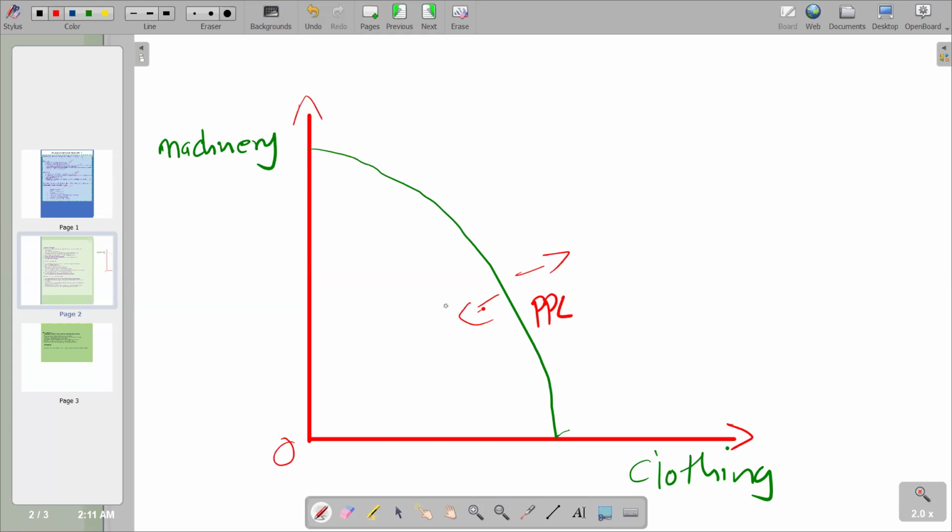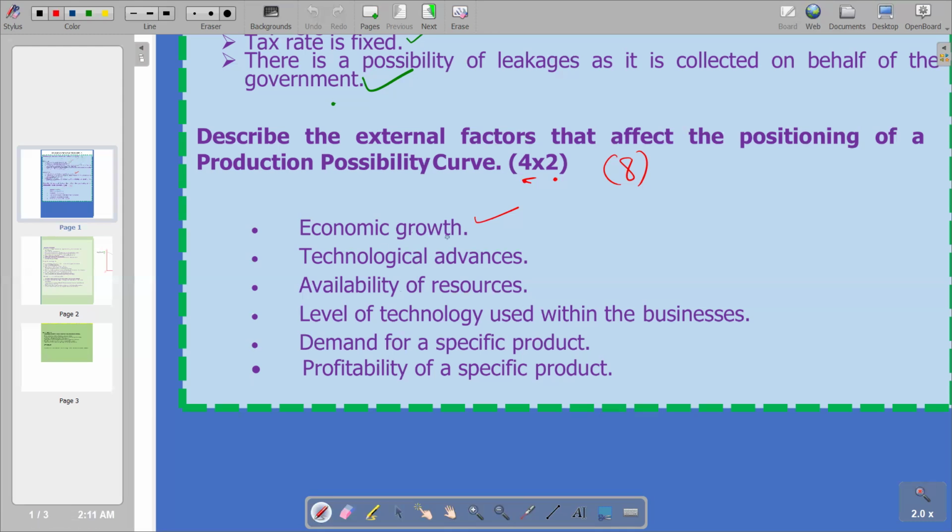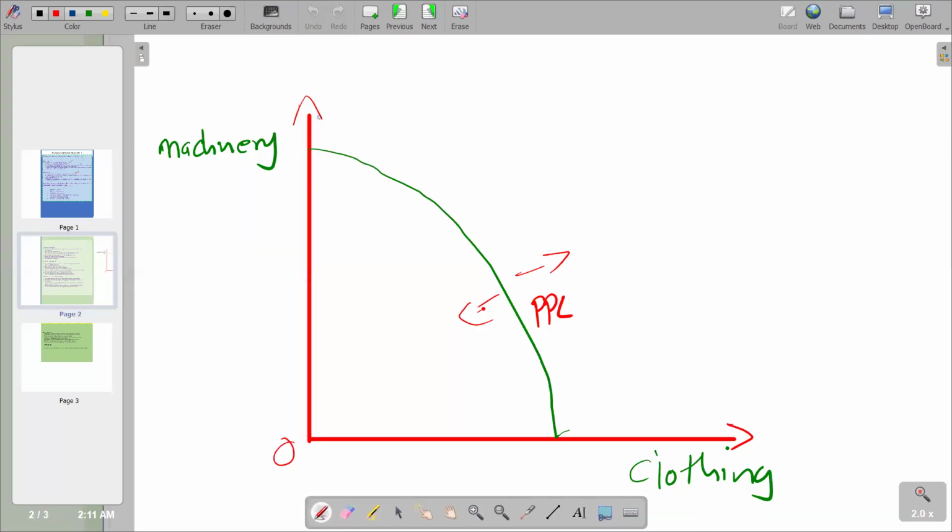So what can cause that are those external factors that we have listed there. For example, if we have economic growth, remember what economic growth means. Economic growth is the increase in the monetary value of goods and services that are being produced in an economy. So if we see that the production of goods and services is increasing, obviously the production possibility curve is going to shift outward like this, and we are going to have a new production possibility curve. If this one is PPC0, this one becomes our PPC1.